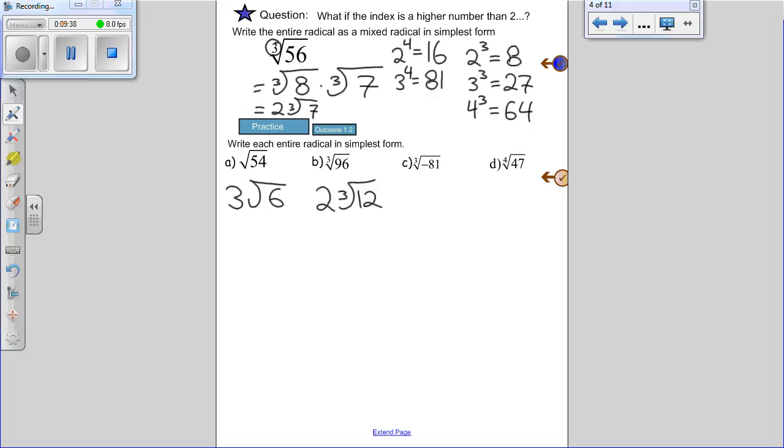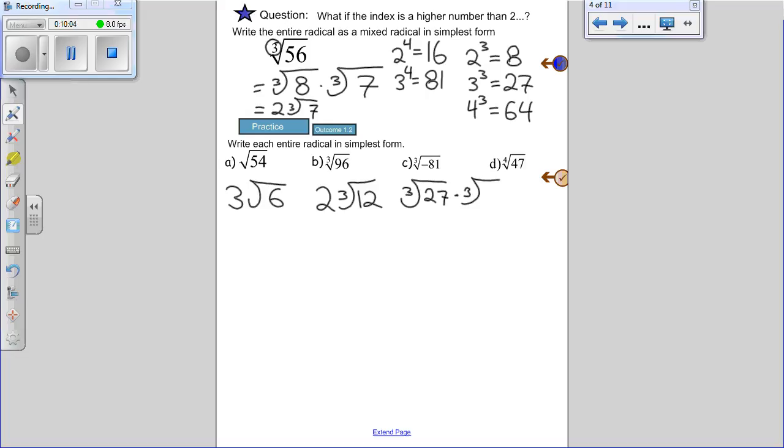So if you look at your perfect cube chart, 64 goes into 81, nope. 27 goes into 81, yep. So how many times does 27 go in? 3 times, right? So you should have the cube root of 27 times the cube root of 3.